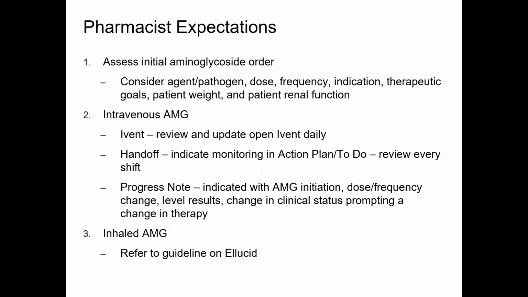So, just a brief overview of the flow from when the order gets placed and what the expectations are of a pharmacist monitoring aminoglycosides here at MGH. As with any order that comes to the queue, we ask that the pharmacist consider which agent is being used for which pathogen, as that can change the dose, the frequency, the indication, or what dosing strategy we're using, what the therapeutic goals are, both peak and trough, for that indication. The patient's weight, renal function and clinical status should all be considered when we are assessing that initial aminoglycoside order.